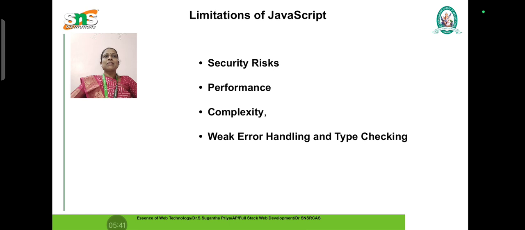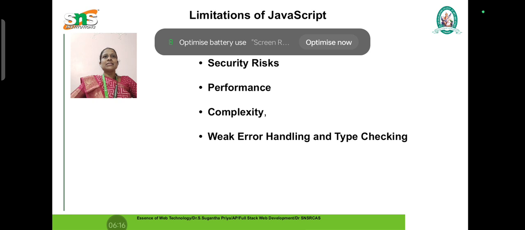While JavaScript is powerful, the slide reminds us of its limitations. The shield or warning icon indicates the security risk, since client-side script can be viewed or modified by users. Performance issues: it's slower for heavy calculations compared to compiled languages like Java or C++. The complexity reflects how large-scale JavaScript projects can become difficult to manage. Next is error handling and type checking, as JavaScript allows flexible data types that can sometimes cause hidden errors.